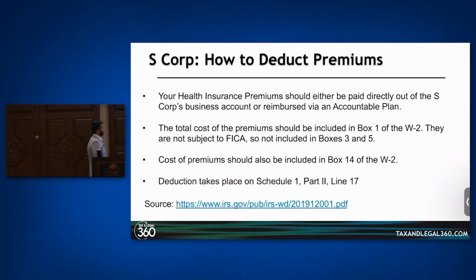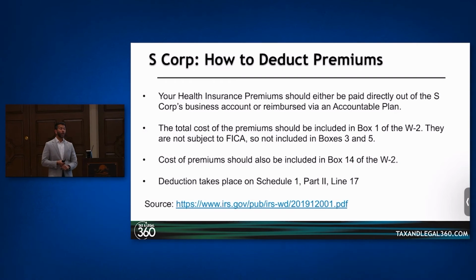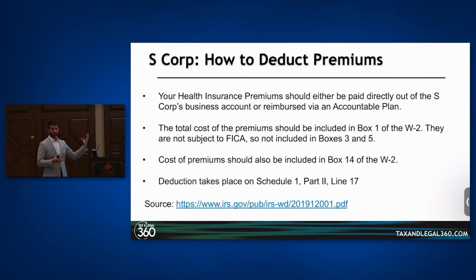Here's how this works. Here's how you actually deduct the premiums. Your health insurance premium should either be paid directly out of your S corporation's business account or reimbursed via an accountable plan. The total cost of the premium should be included in box 1 of the W-2, okay? They are not subject to FICA, so they're not included in boxes 3 and 5. I know I'm getting granular here for the business owners, but bear with me, I've got a slide on this and I'll show you exactly what I'm talking about here.